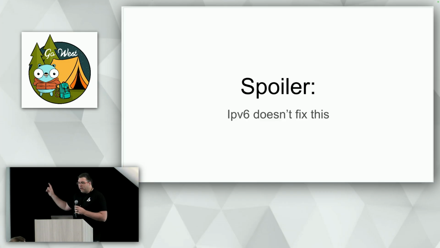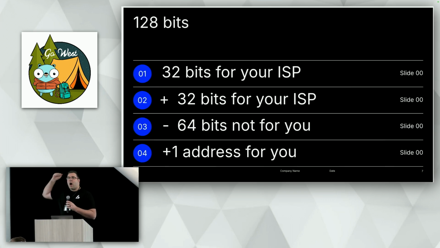But wait, let's remember. IPv6 is going to fix this. Oh, that's not the right slide. Yeah, IPv6 is going to fix this because you've got 128 bits. So that's 32 bits for your ISP. Oh, and then your ISP takes the other 32 bits that are supposed to represent which networks you can get. They're just going to take them all. Then you're going to get 64 of nothing, but you will get 1 usable address in your 64-bit address space from your ISP. So that's good. That might be 1 more than you got previously. But this is how the IPv6 breaks down.